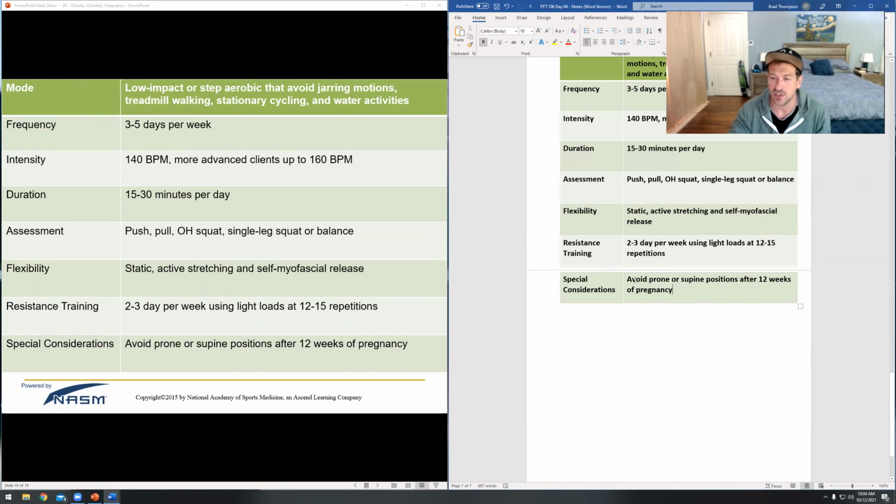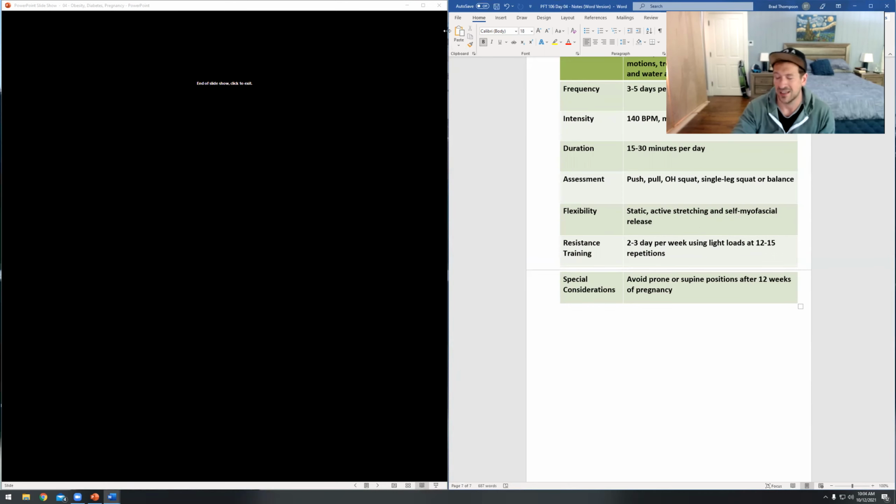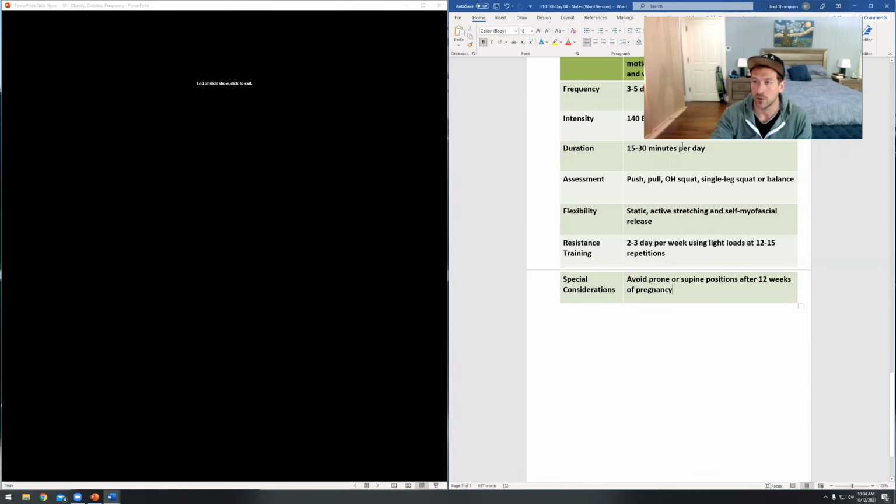And then special considerations, avoid any prone or supine positions after 12 weeks of pregnancy. So after about the 3rd month, you're getting into the 2nd and 3rd trimesters. We want to avoid laying them face up or face down. It's uncomfortable, changes the blood flow and things like that. And so it's just not what we're focused on.